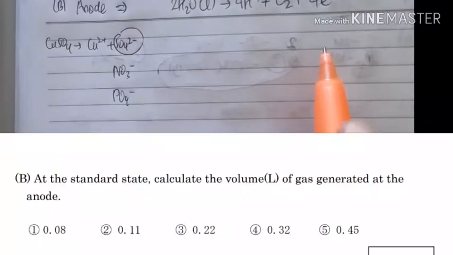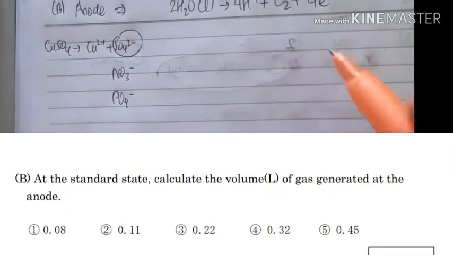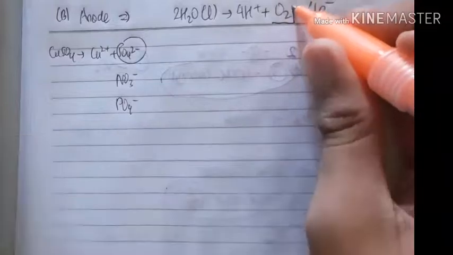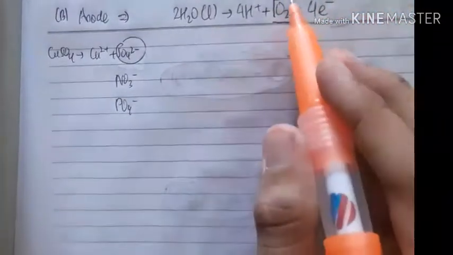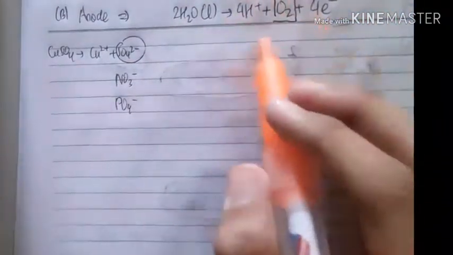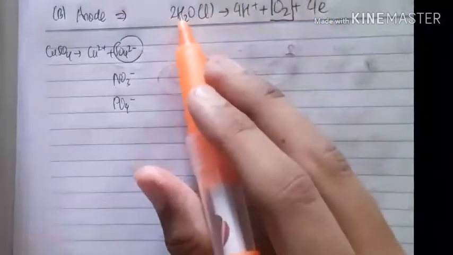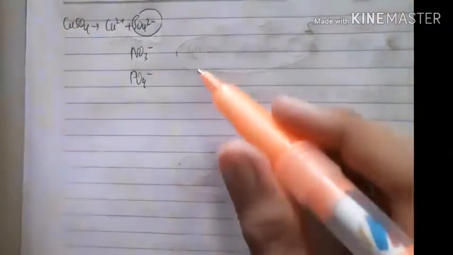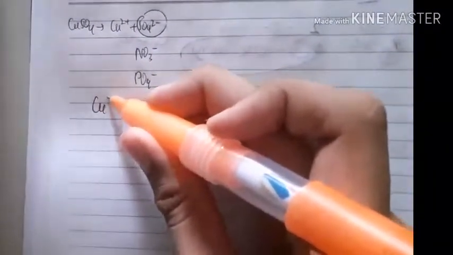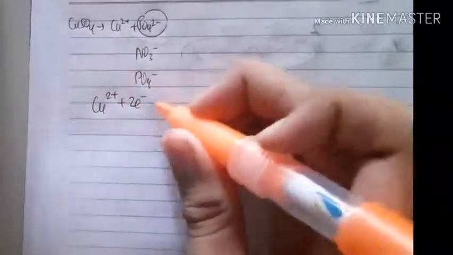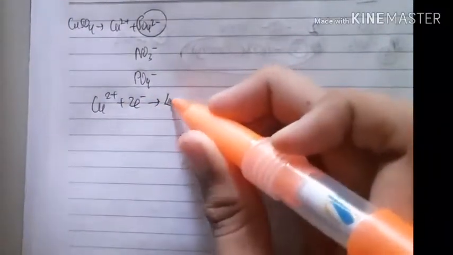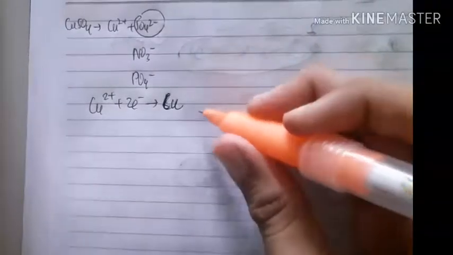And you see in the question that we need to find the volume of the gas that is generated at the anode. So we have to find the volume of the oxygen, because this is a gas generated from the water oxidation. Okay, now how do we find that? We just need to refer to the cathode reaction to find the mole. First, we need to find the mole of copper.